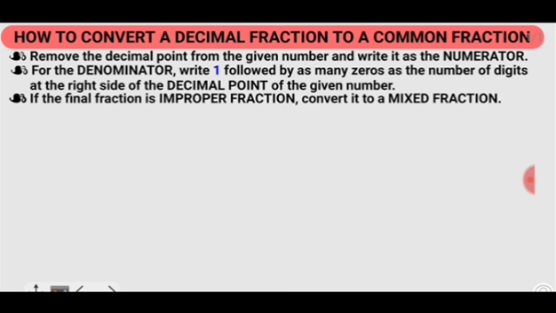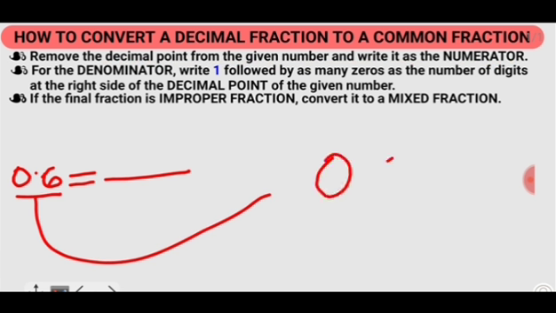Let me take one small number. Just take any number, okay. Let's start from a smaller value, like 0.6. Let me convert this into a fraction, which means I will have one numerator and one denominator. For writing the numerator, look at step number 1: remove the decimal point from the given number and write it as the numerator. This given number is 0 and 6 with one decimal point, correct? So just remove that decimal point.